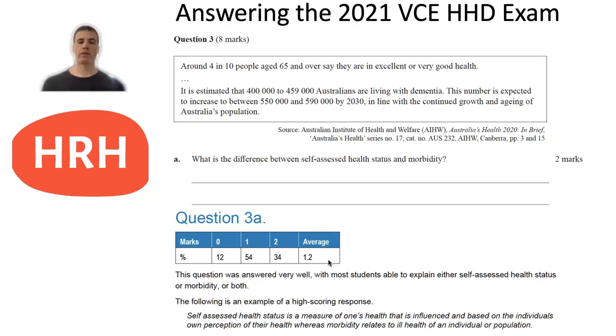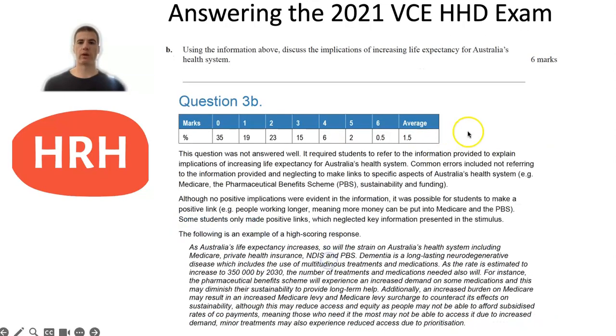Part A was asking for 2 marks: what's the difference between self-assessed health status and morbidity? So this is really just one of those definition or description type questions. You could have said something like self-assessed health status is a measure of one's health that's influenced and based on an individual's own perception of their health, whereas morbidity relates to levels of ill health in an individual or population. So that question was answered relatively well.